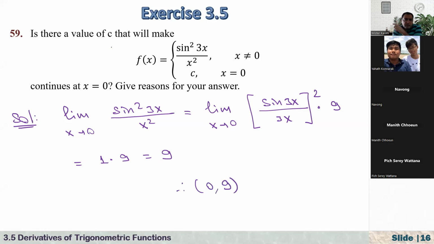So the question: is there a value of c that will make this function continuous at x equals 0? The first answer is yes. And the second is why: because of this limit. By adding this point to the function's graph, we can make it continuous everywhere.